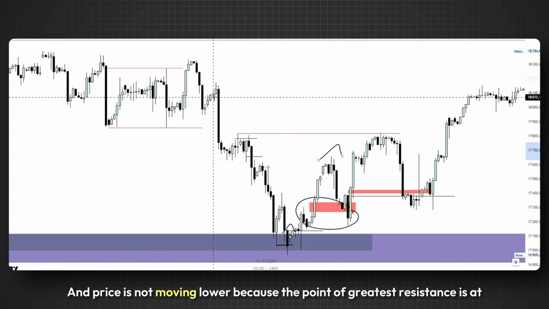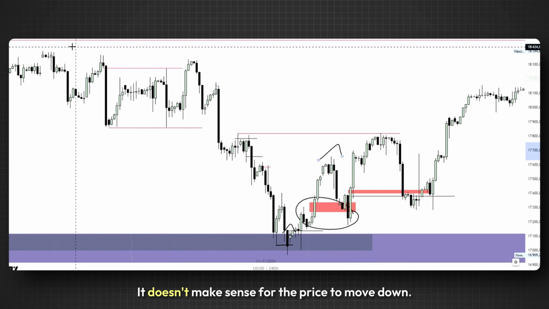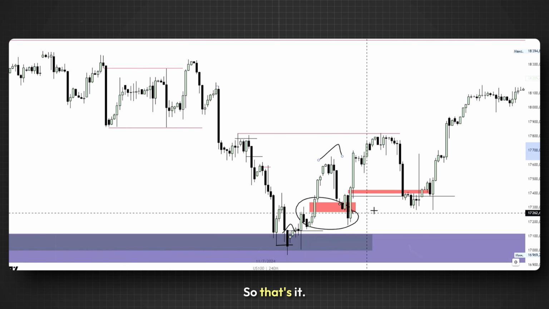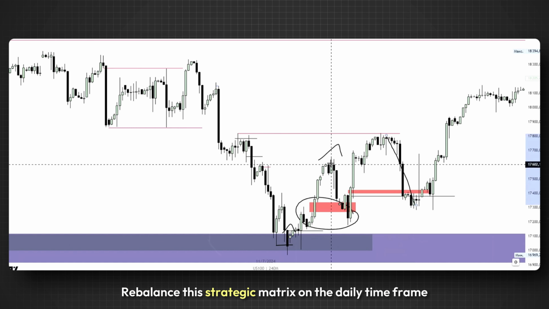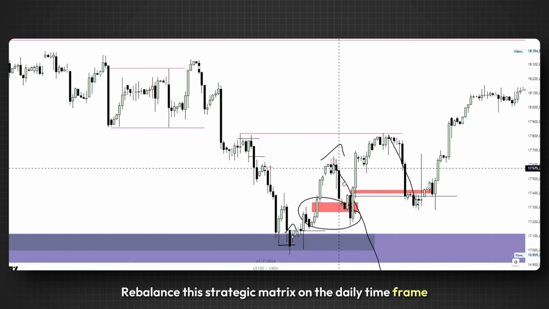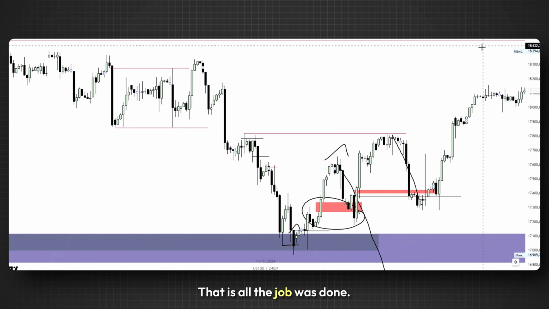And price is not moving lower, because the point of greatest resistance is at the bottom. It doesn't make sense for the price to move down. So that's it. The job was done. It has done its work here. Rebalance this strategic matrix on the daily time frame and partially on the weekly time frame. That is all. The job was done.